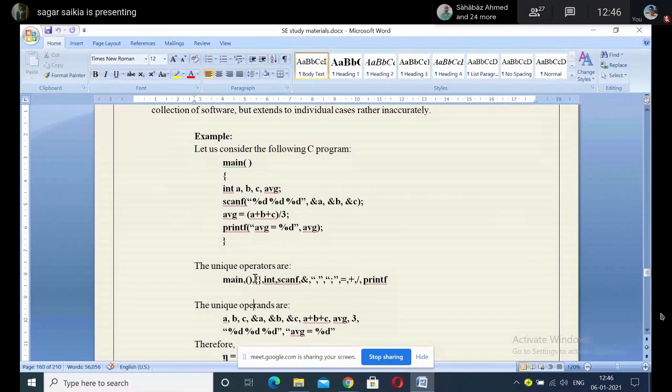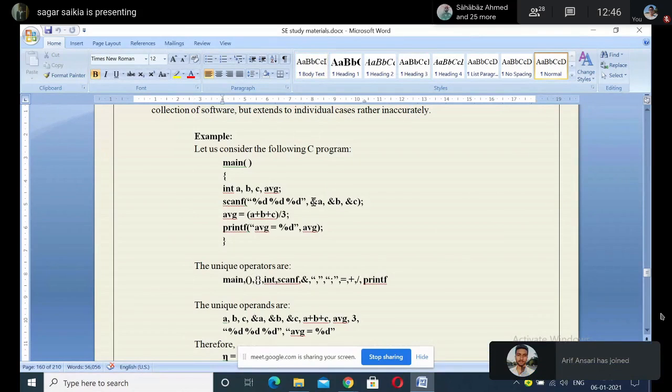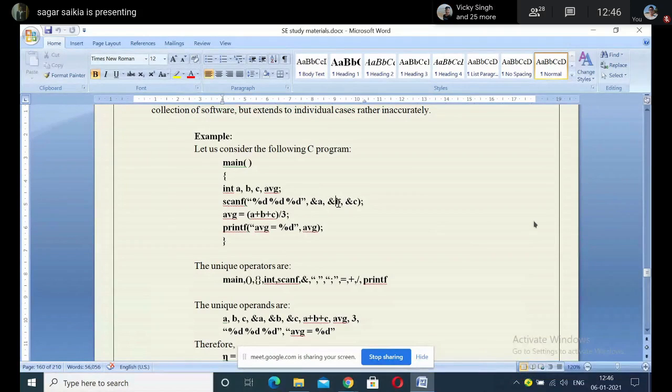What about the unique operands? So ABC is one of them. Then each one of them, ampersand A, ampersand B, ampersand C, they are unique operands. Why are we not taking them to be the same? Because this is basically the address. A and ampersand A are different. Ampersand A represents the address of A. So this is a unique operand.